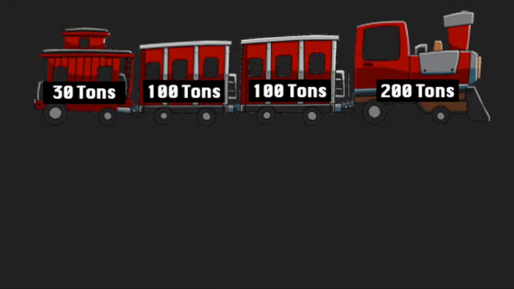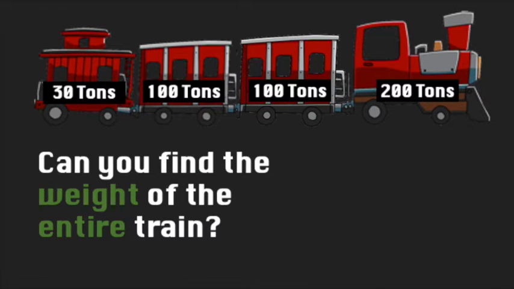This week I'm going to teach you about molecular weight, but before we get into that, I have a little riddle for you. I think you can figure it out. So let's imagine that you have a short train, and what if I told you that the engine of that train weighed 200 tons, the passenger cars in that train weighed 100 tons, and the caboose on the end weighed 30 tons. Now here's my question. With this information, can you find the weight of the entire train?